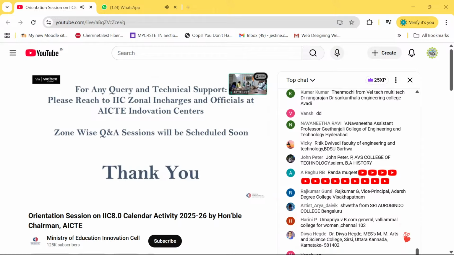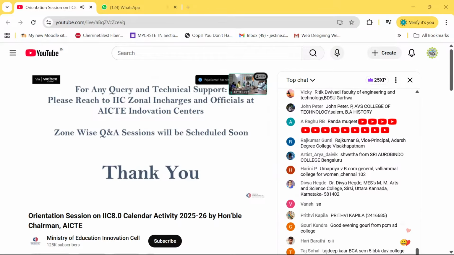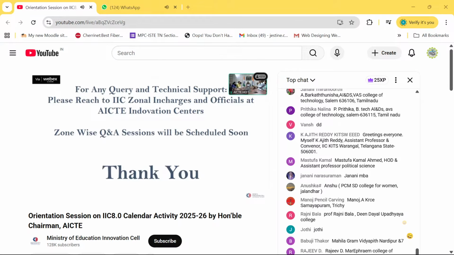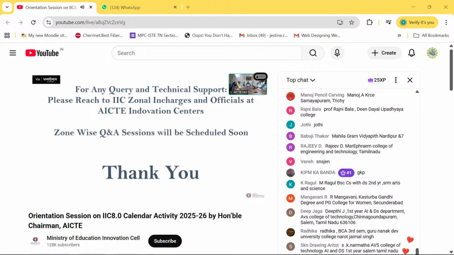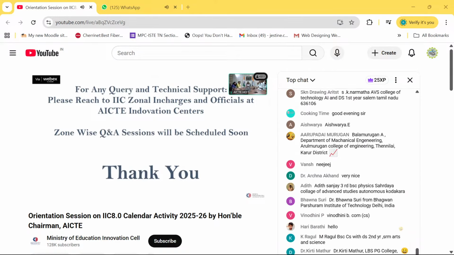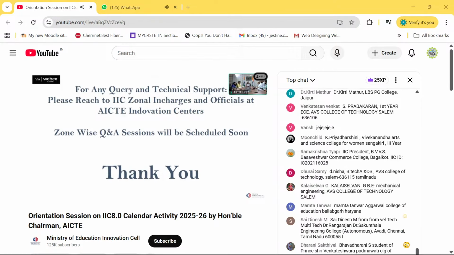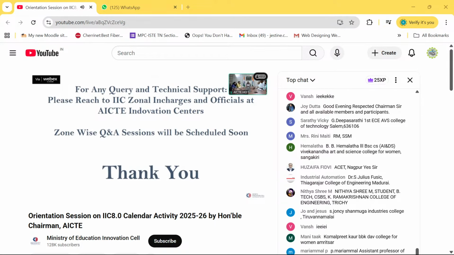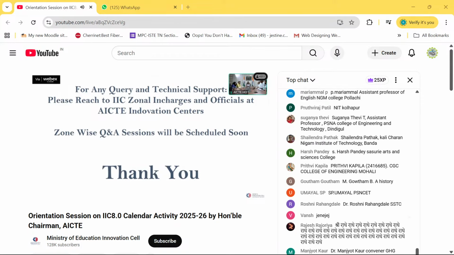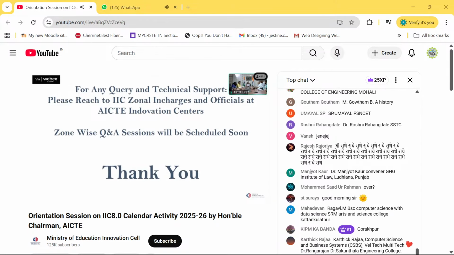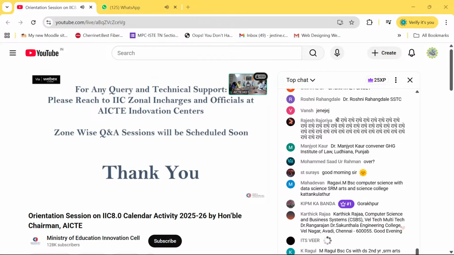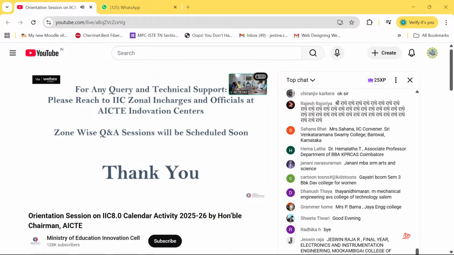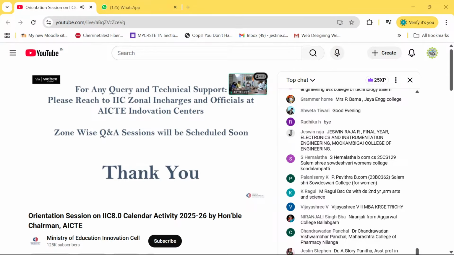And for any query or any kind of technical support, IIC zonal in-charges and the team at the AICTE Innovation Centers are always readily available. Through the WhatsApp group, we will guide you, we will handhold you, and also address all your technical queries related to the IIC 8.0 activity and R&D cell related activities. We will soon organize question and answer sessions for each zone in the coming week or month, and any queries will be resolved at the earliest and in a very proactive way.